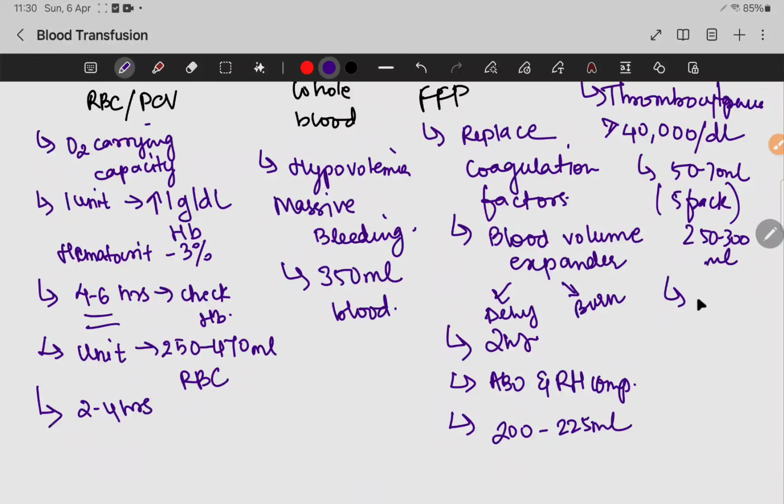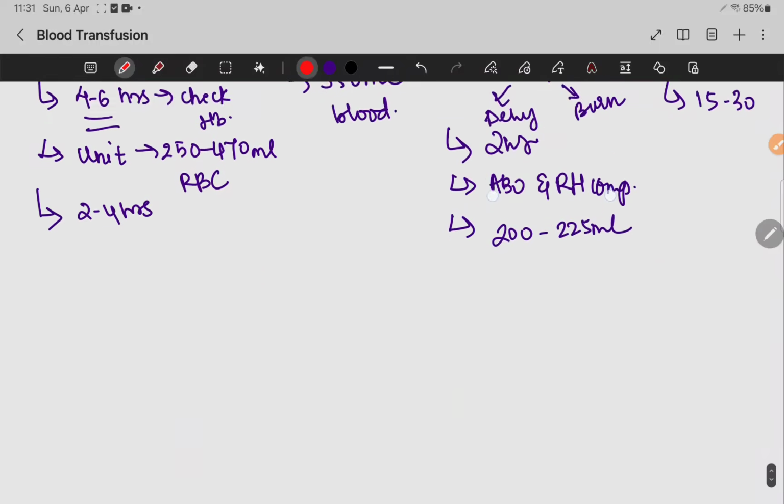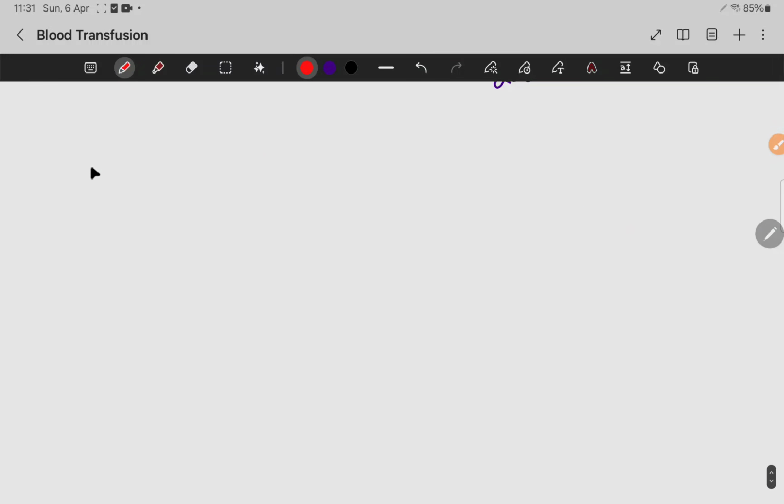It is stored at room temperature. You have to administer within 15 to 30 minutes after receiving. Okay, enough about platelets. We'll move forward.